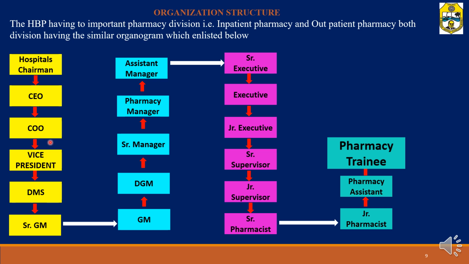Now this information is received by each departmental head, it might be operations, it might be HR, it might be projects. That particular MIS has to reach the CEO. The CEO compiles that MIS and the final report is sent to the Chief Executive Officer. The Chief Executive Officer analyzes those reports and is directly answerable to the hospital chairman. So this is a typical organization structure for a hospital pharmacy.